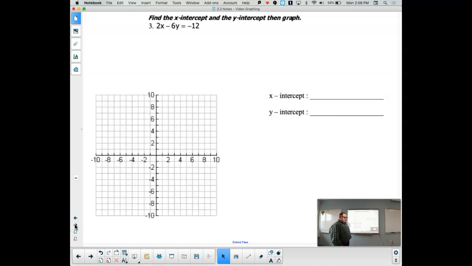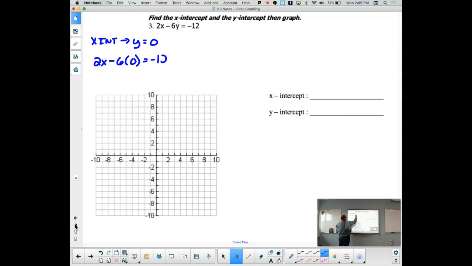This is number 3 on the note sheet. It's a different way of graphing lines, other than slope-intercept form, or given a point and the slope. We can graph using what is called the intercept method. The x-intercept is where y is equal to 0. So in this particular case, I would have 2x minus 6 times 0 equals negative 12, which is just 2x equals negative 12, which is just x equals negative 6. So the x-intercept would be negative 6, comma, 0.